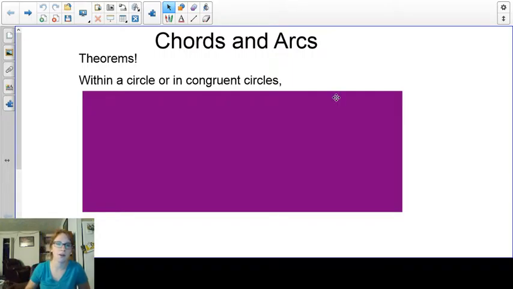Alrighty guys, so we're going to go into, again, I know it says chords and arcs. We've done a little bit with arcs. Now we're going to do some more with it. So to get started, we have some theorems.